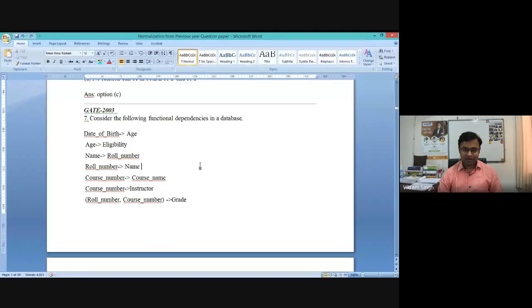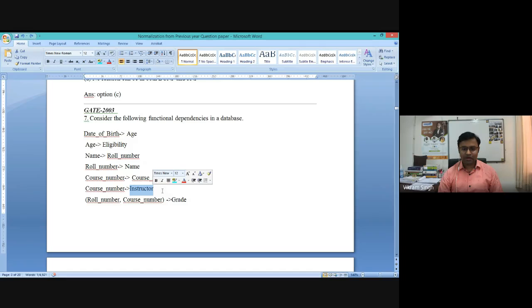So you can see here, by having date of birth, you can determine age. By having age, you can determine eligibility. By having name, you can determine roll number. By having roll number, you can determine name. So it is like a transitive dependency, I mean, it is kind of transitive as well as trivial. By having course number, you can determine course name. By having course number, you can have course instructor.